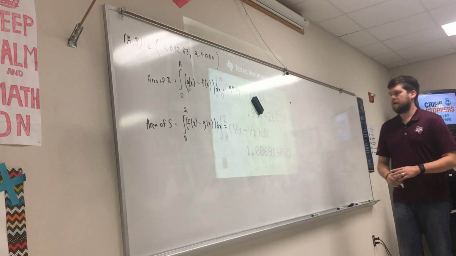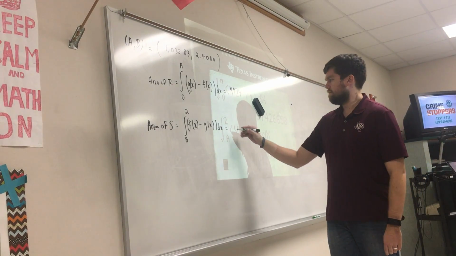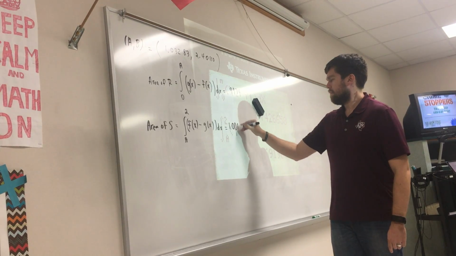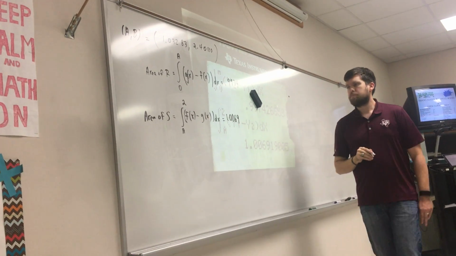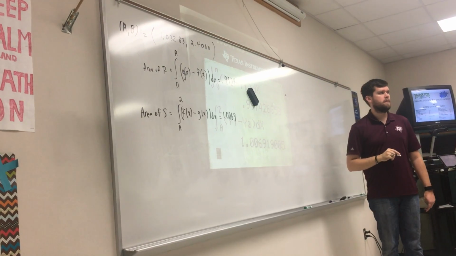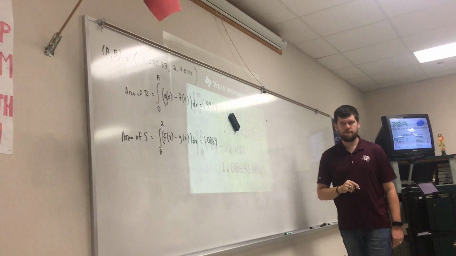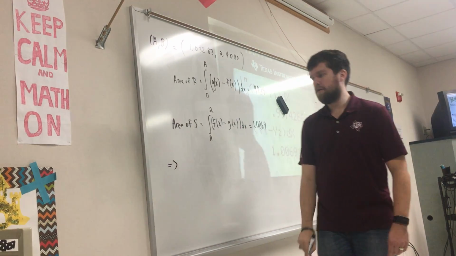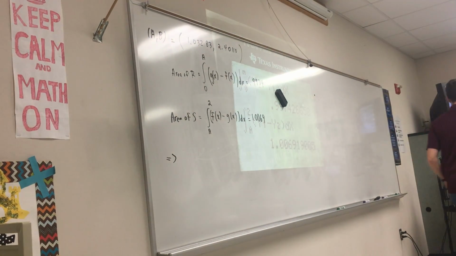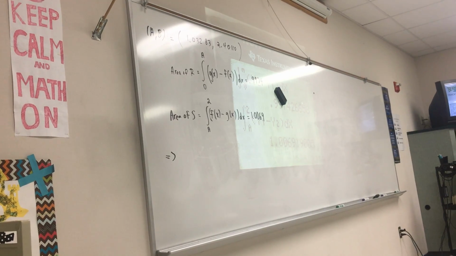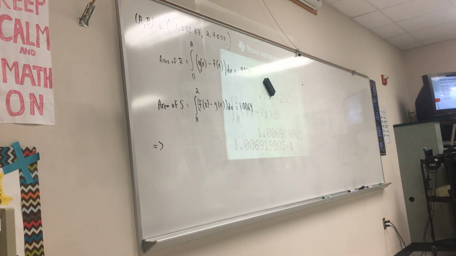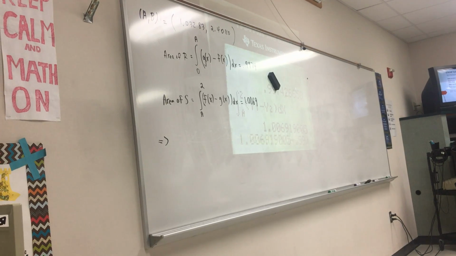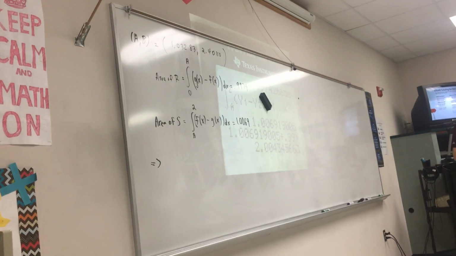Okay, and I get 1.0069. Okay, and so now if I want to answer the question that they asked, what do I need to do? Add them together. So I can just say, therefore, what is our answer? Well, just to be safe, I'm going to use the numbers that are in my calculator. So that plus that, and I get 2.0043.